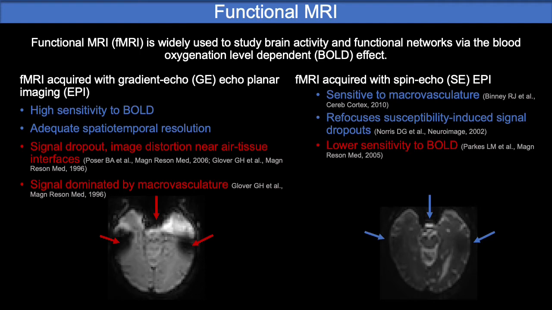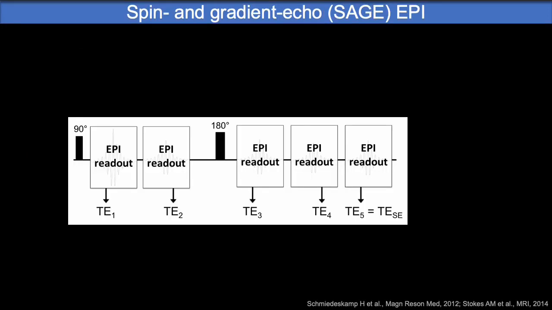Alternatively, spin echo fMRI is sensitive to the microvasculature and refocuses susceptibility-induced dropout seen in gradient echo acquisitions. However, spin echo is not as sensitive to the BOLD effect. To improve acquisition in high susceptibility regions and increase sensitivity to microvasculature, we propose use of a combined spin and gradient echo, or SAGE, acquisition in fMRI.